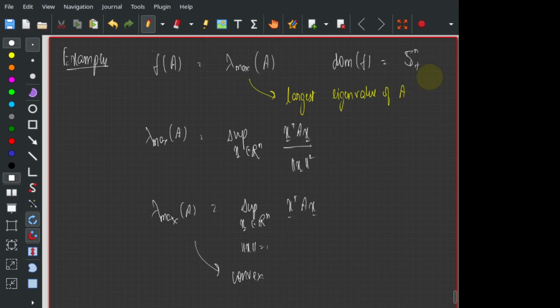So for every X, I can even choose the domain to be the set of all symmetric matrices. So X transpose AX is a linear, hence convex, function of A. For a fixed x, for every single x, x transpose Ax is a linear function of A, and therefore it's a convex function of A. It's a convex function in x only if A is positive semidefinite.